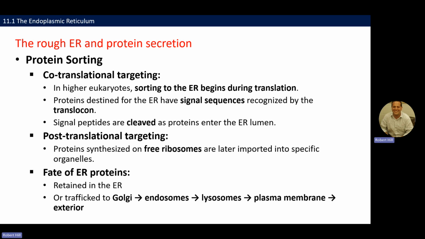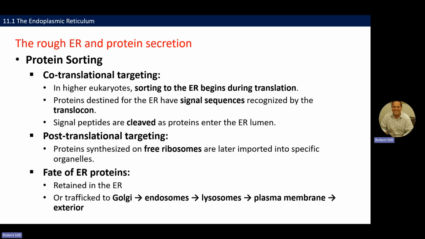There's also post-translational targeting. So these are proteins that are made on free cytosolic ribosomes, and then, like we stated before, are targeted to specific organelles. Okay? So that means the protein gets made, and then other proteins deal with that new protein to shuttle it to the correct location. So we're going to focus first on co-translational targeting.